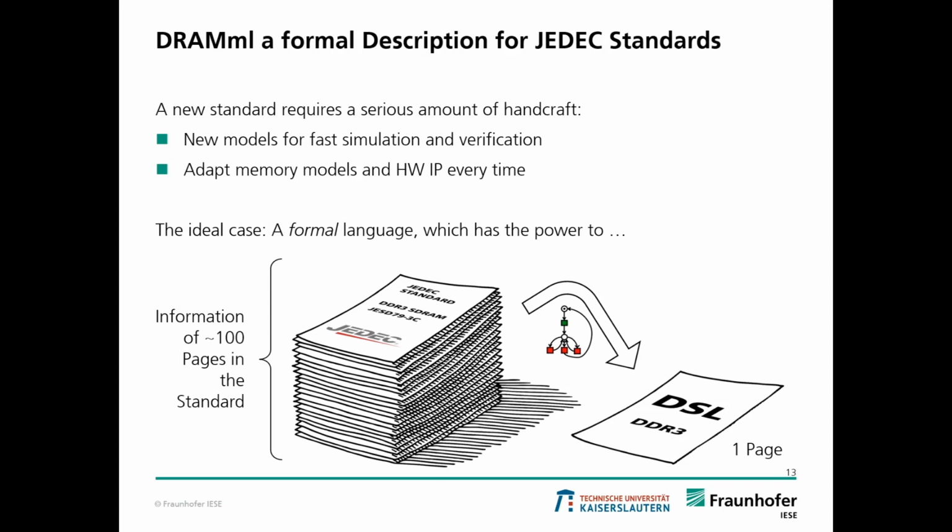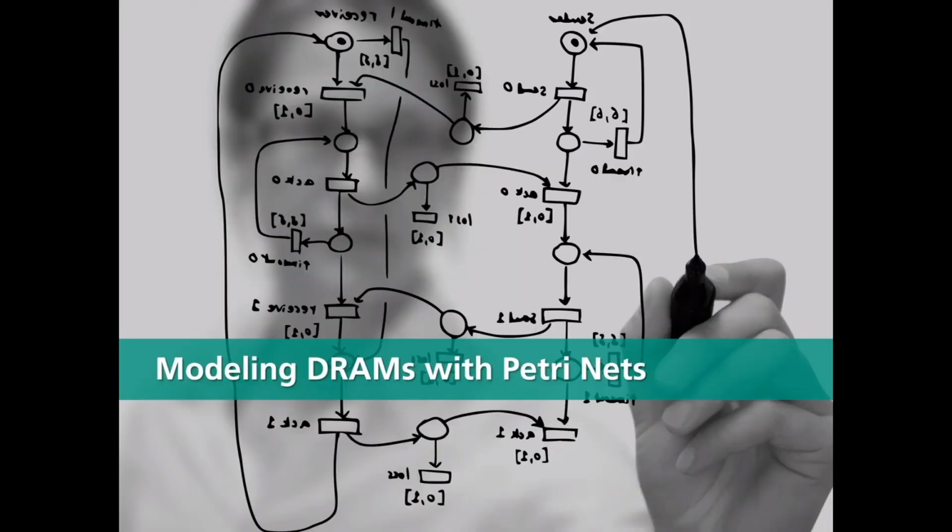And the holy grail basically is then from this language to generate our simulation models. And this is basically what we do. But I want to show you first a little bit the semantic behind this, because the semantic of this domain-specific language, DRAMml, is basically Petri nets. So we have a look at how we can model DRAMs with Petri nets.